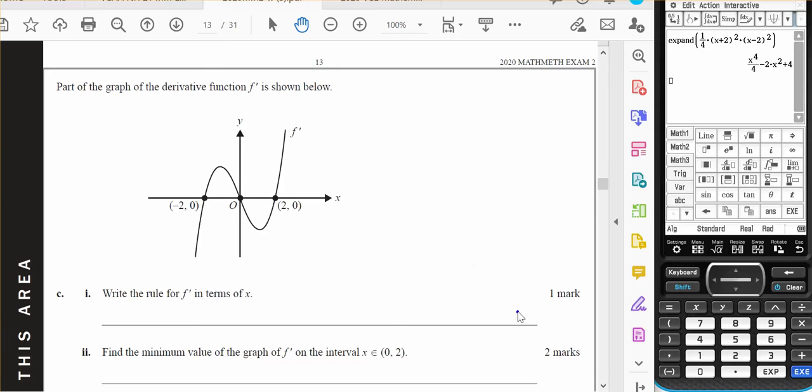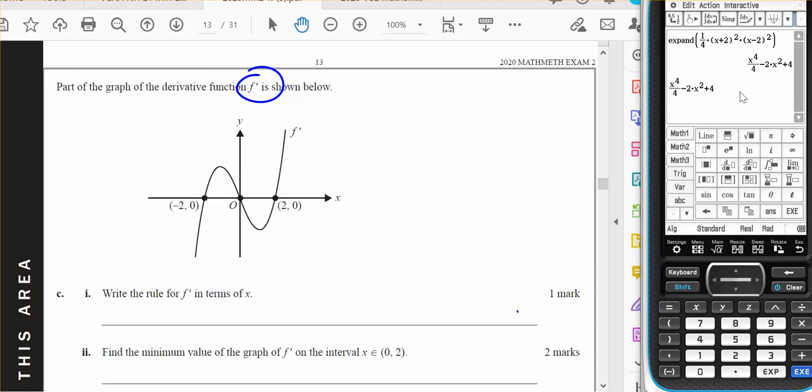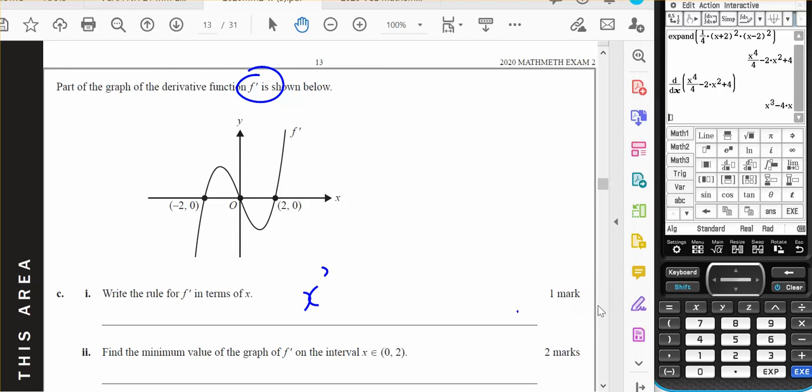Part C, part of the graph of the derivative is shown. So this is the graph of the derivative. Write a rule for the derivative. Okay, so I've got this, and I'm going to take its derivative, and that gives me x cubed minus 4x.